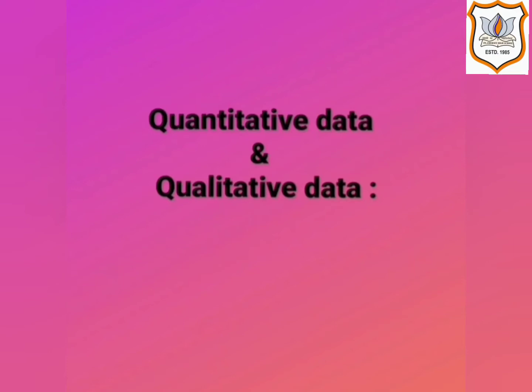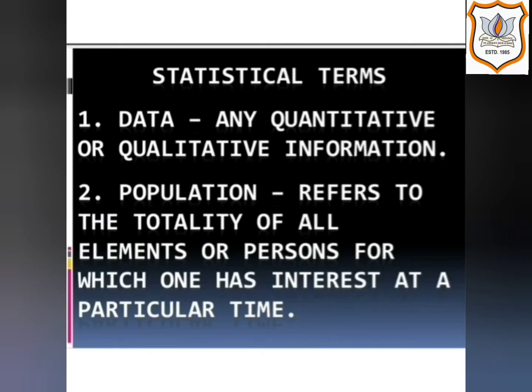Let's continue with our next topic of Statistics Chapter 1, that is Quantitative and Qualitative Data. Before starting the topic, let's understand a few statistical terms. First is data, any quantitative or qualitative information. So data can be of two types. First is quantitative, that means that can be measured. Second, qualitative, that means that cannot be measured.